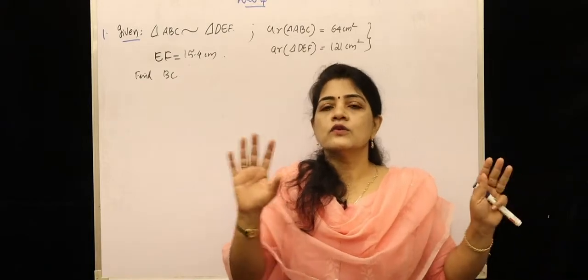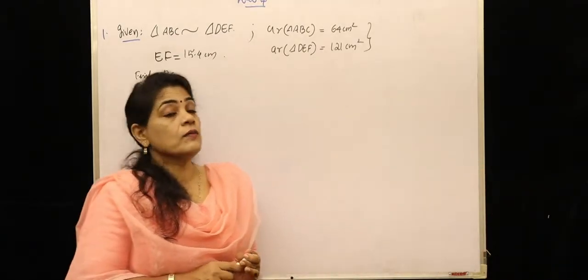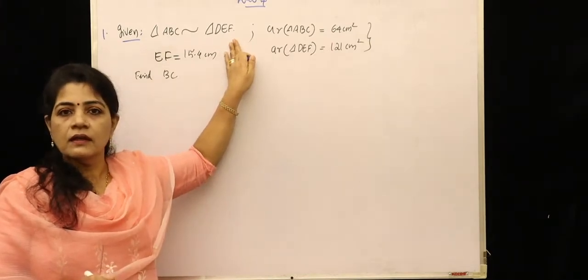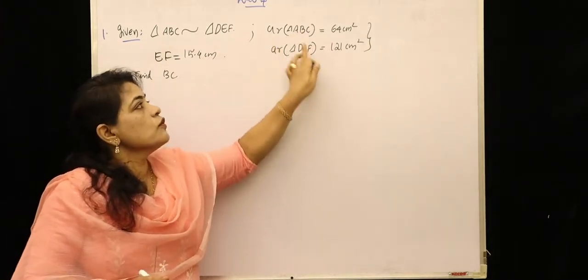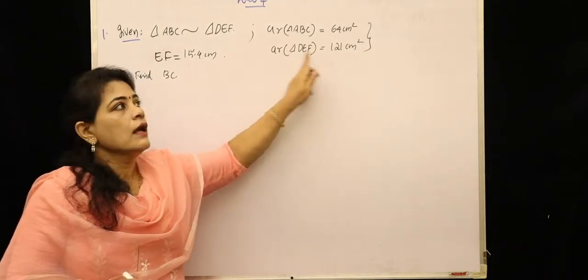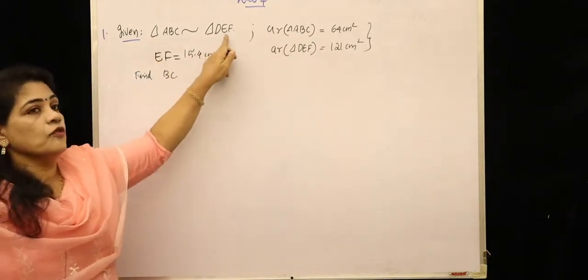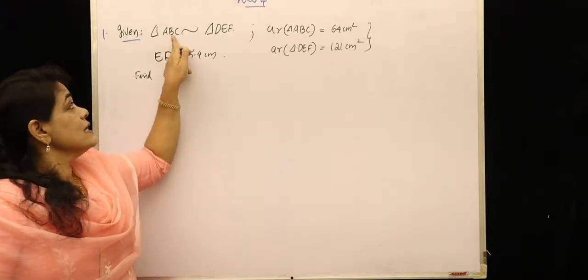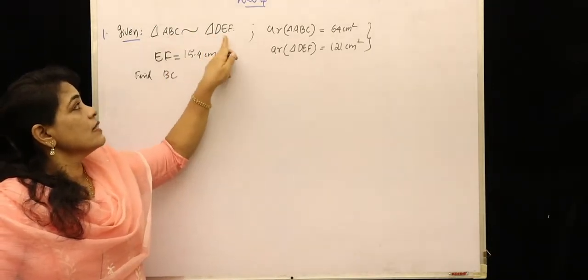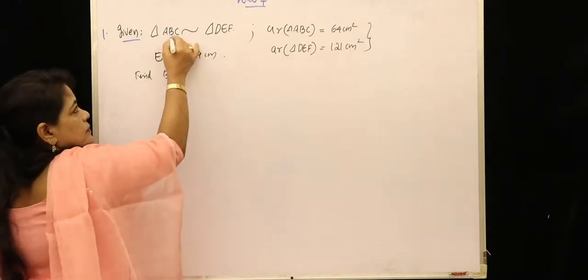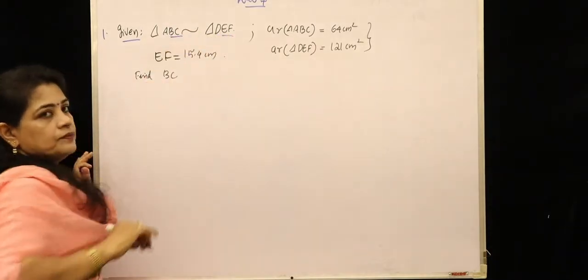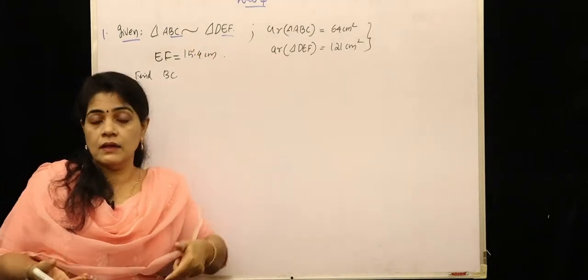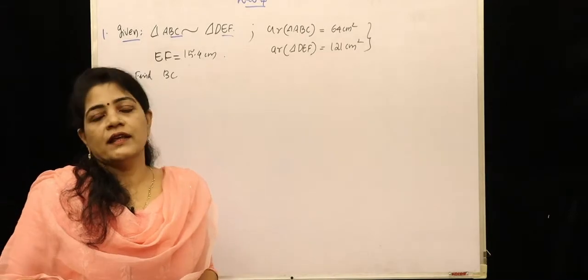And in the question, what is given? Triangle ABC is similar to triangle DEF. That is given. And the areas of these two triangles are also given, and one side EF of the second triangle is also given, and we have to find BC. See children, EF and BC are the corresponding sides, BC and EF. So, since it is given that they are similar, we can apply the area ratio theorem.